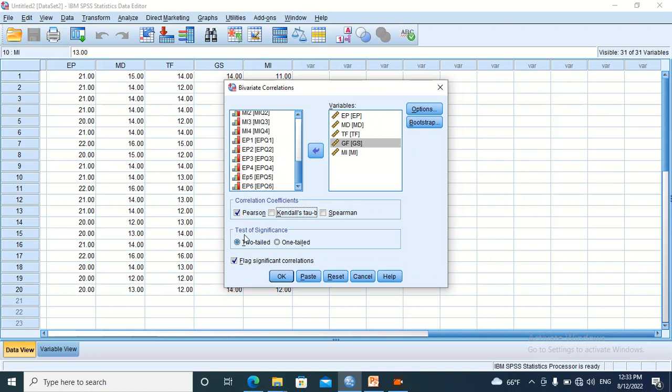The test of significance has two-tailed and one-tailed options here. Two-tailed is for more than two or three or four variables. Multiple correlation is also very important in research. You have to analyze by two-tailed. There is a flag significant correlations option, which is very essential. Don't forget this area. Okay.